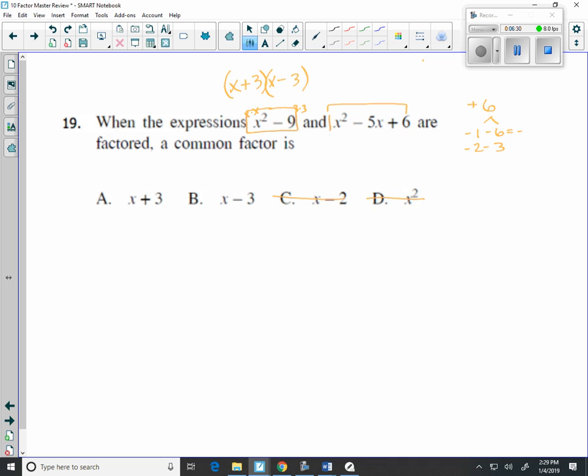So that would be negative 7. So there's my option, of course. Negative 2 and negative 3. You have to be really careful with your 6s. 6s are tricky.